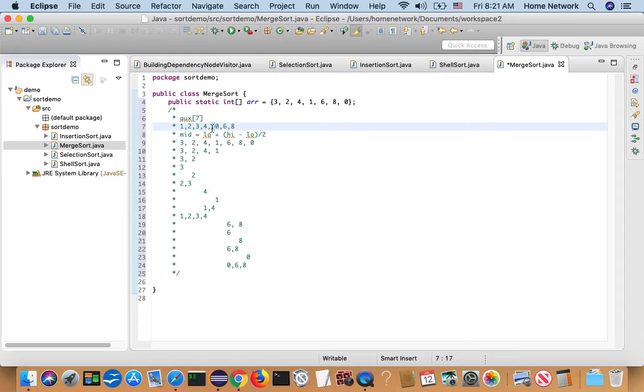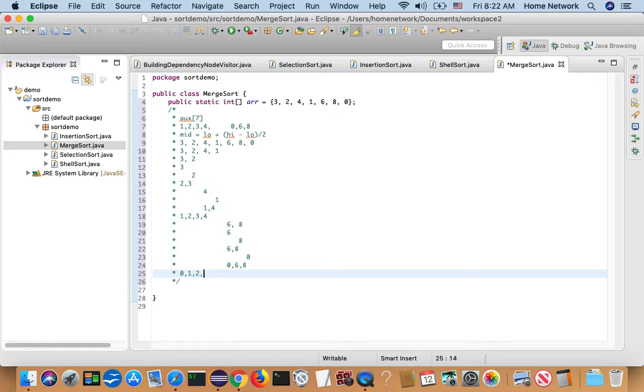And imagine here's the dividing point. Okay, let's compare the first element from the right half with the first element of the left half. 0 is smaller, so we put it into the original array, index 0. Now we compare 1 with 6. 1 is smaller, so we put it back into the original array, index 1, and then compare 2 with 6.